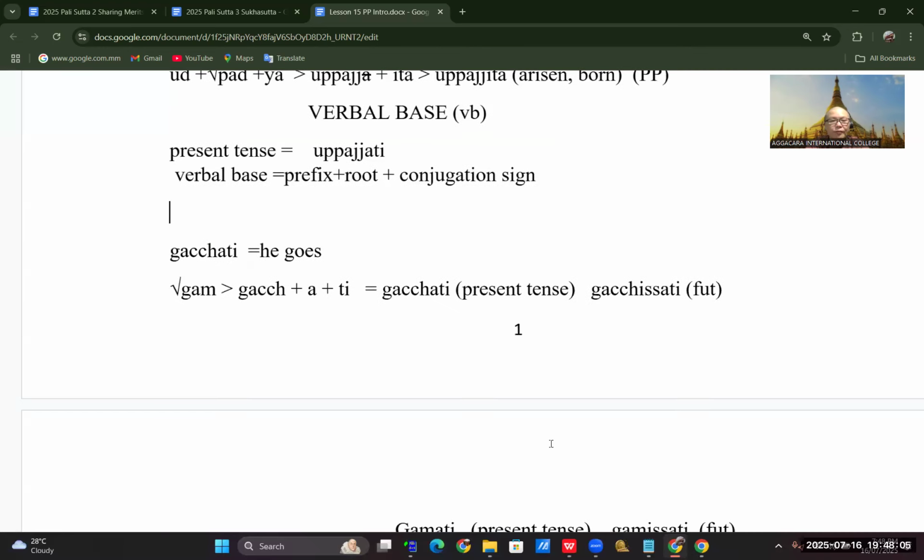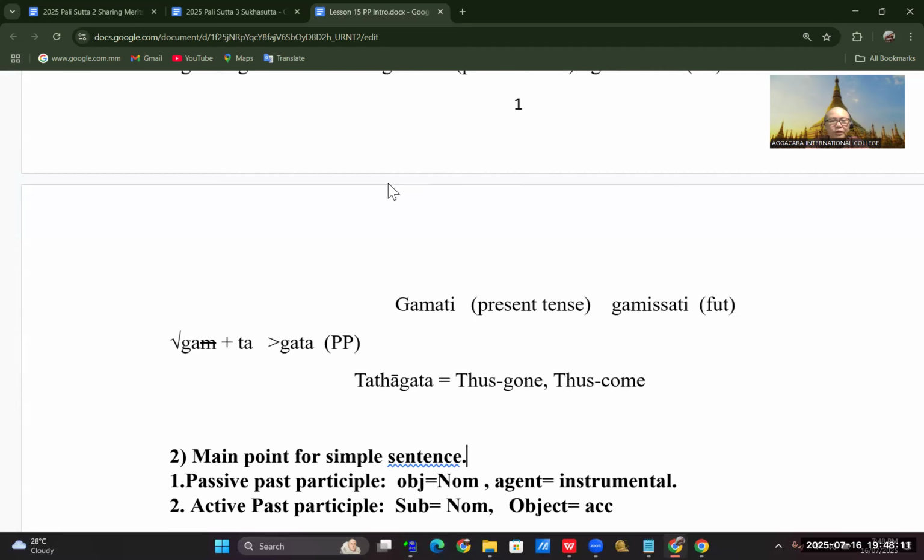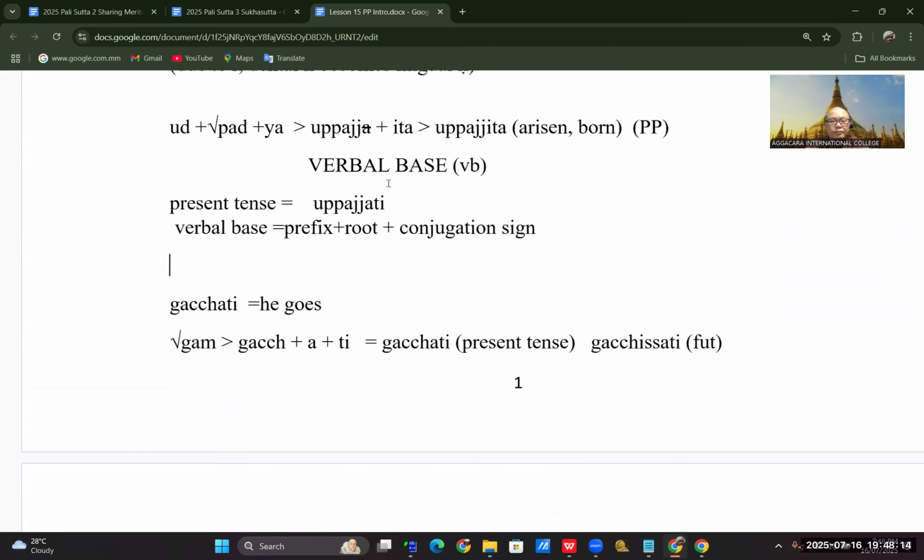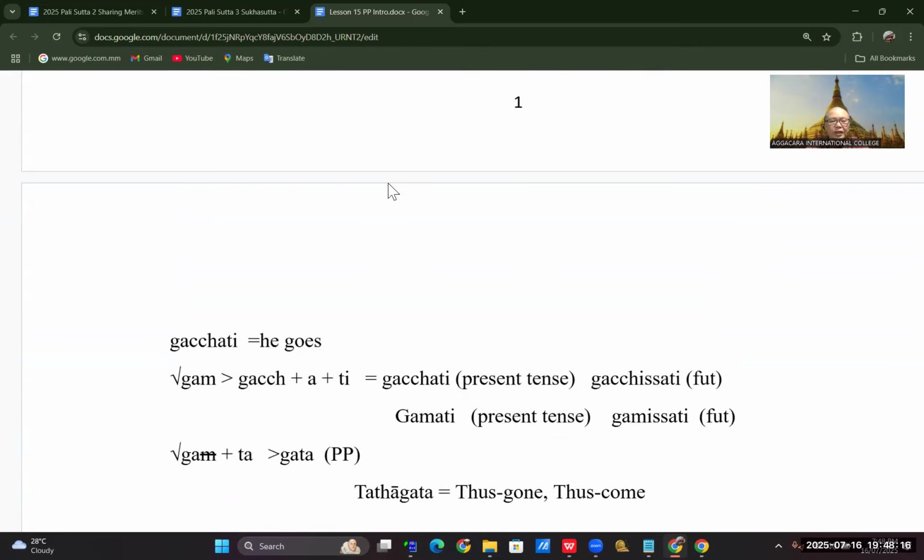Now, for example, the next one. We know gachati, goes. Now, gachati is actually coming from another root. The root is gam. Gam becomes gach. So you get gachati or gamati, gachisati or gamisati. Okay? So either of these two. The PP, past participle, for this gachati comes from the root gam. You drop the m, so you get the ta. So you get gata.